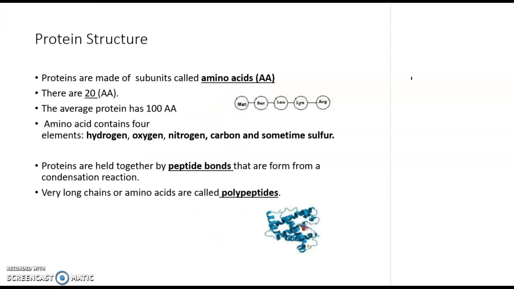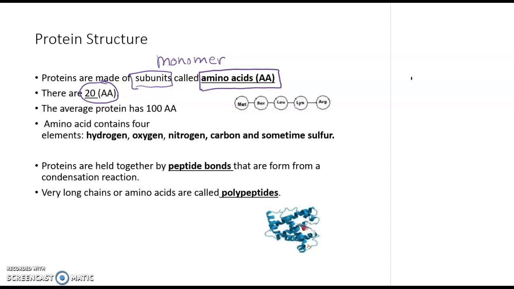So the structure of protein, if we're thinking about proteins, we'll start with the subunits. So the subunits of a protein, which is the monomer. So the monomer of a protein is an amino acid. There are only 20 amino acids total. But like our alphabet, there's 26 letters, we can arrange those in all different sequences.